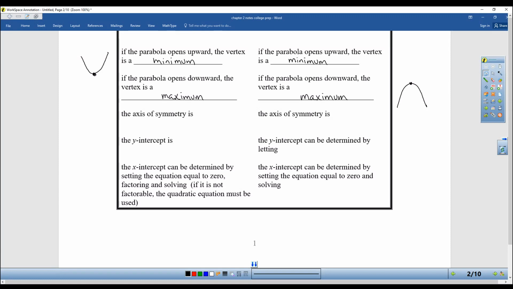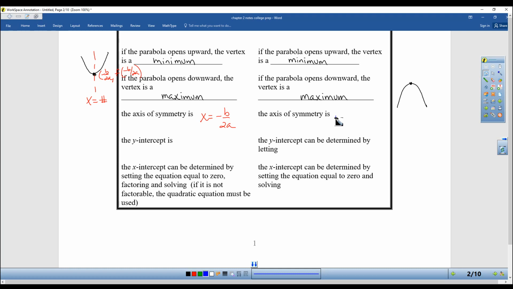Okay, next difference. The axis of symmetry is going to be this line that goes down the middle. Remember, all vertical lines have the format x is equal to a number. And since this is the vertex, negative b over 2a, comma f of negative b over 2a, what number is x equal to? X is equal to negative b over 2a.